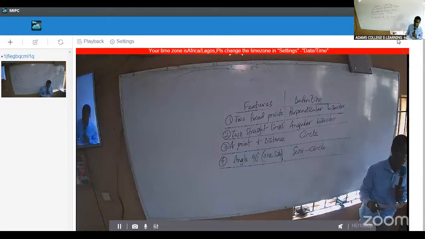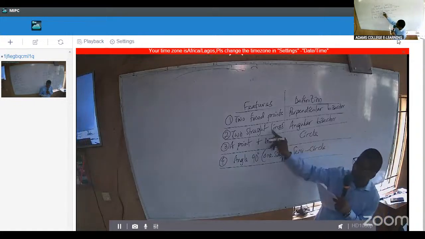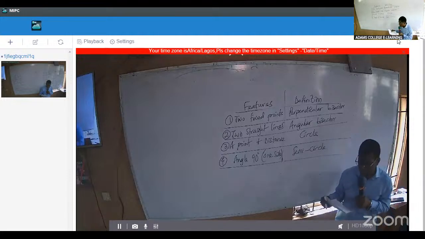Now, because they mentioned the fact that the two of them intersected, that's why it cannot be parallel. It has to be angular bisector. So when you have 2 straight lines that are intersected, then they are referring to angular bisector. That's why we pick D.